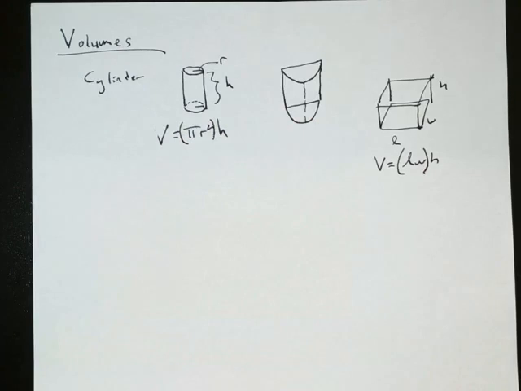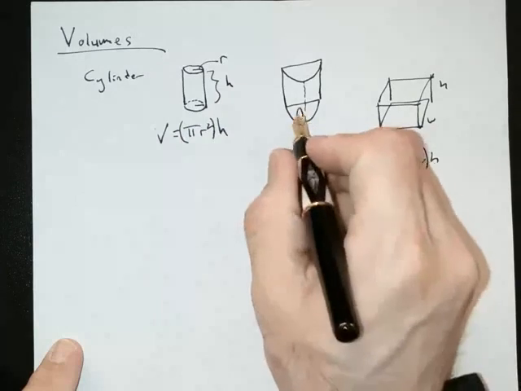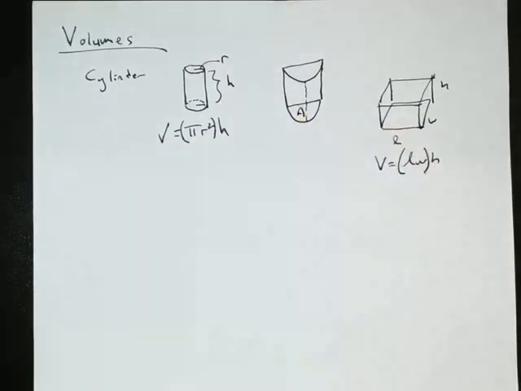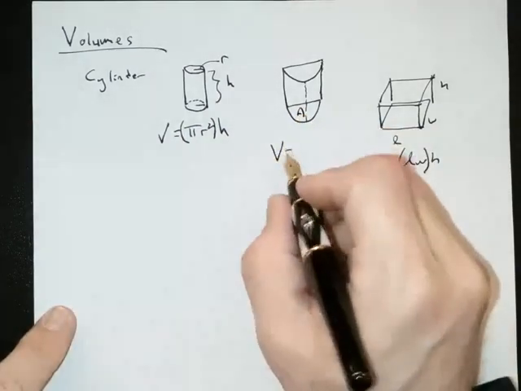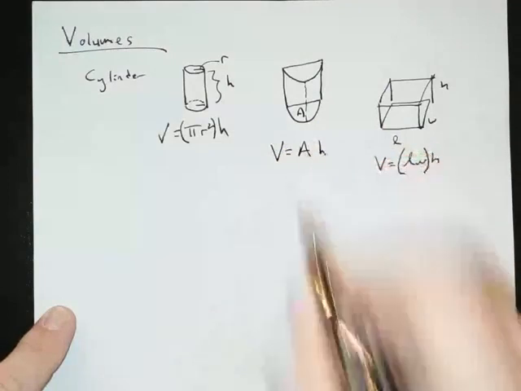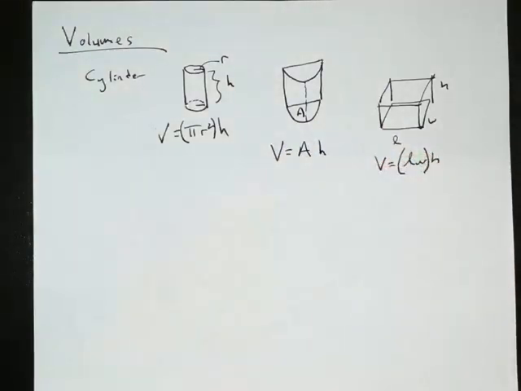If I knew the area of this parabola, then the volume here would be that base area times the height. So in general, the volume of a right cylinder is base area times height.